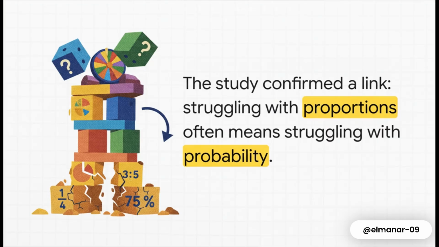And this really gets to the heart of what the study found. There was a direct, statistically proven link between these two skills. The students who had the hardest time with proportions were the same ones who had the hardest time with probability. If the foundation is shaky, the whole house is going to be unstable.